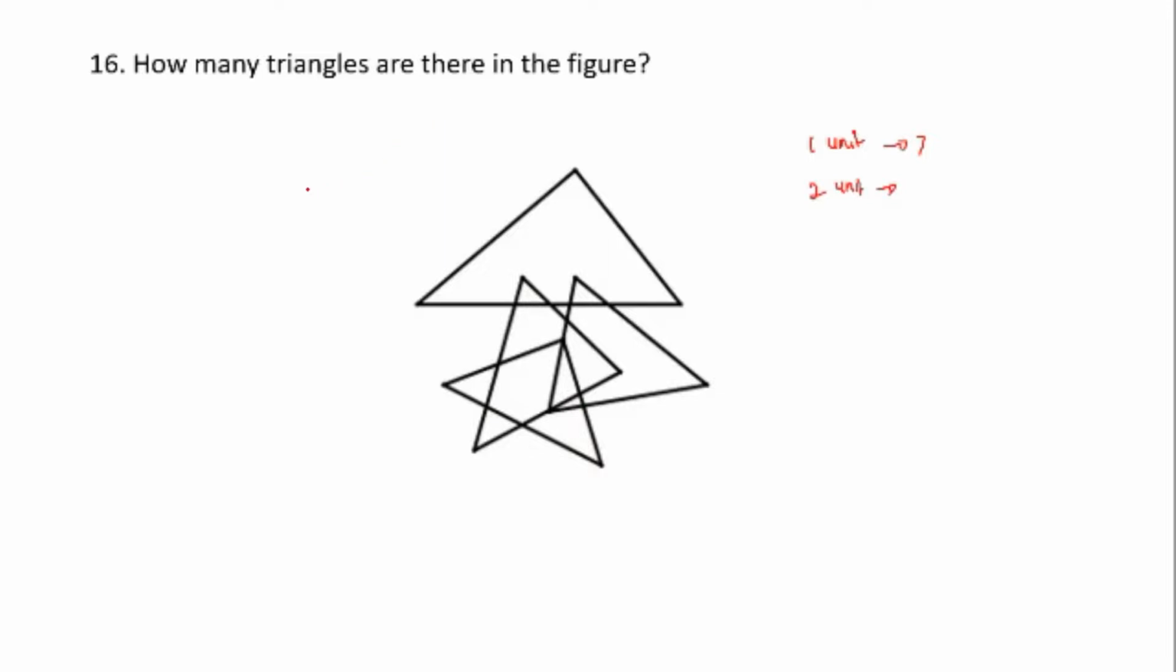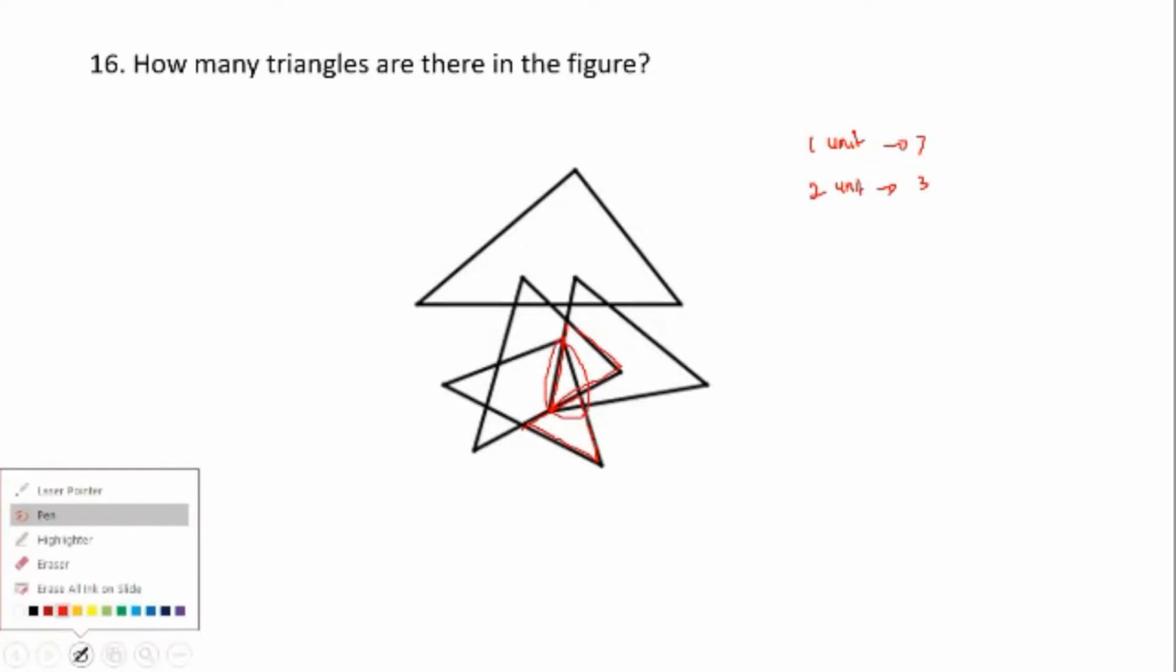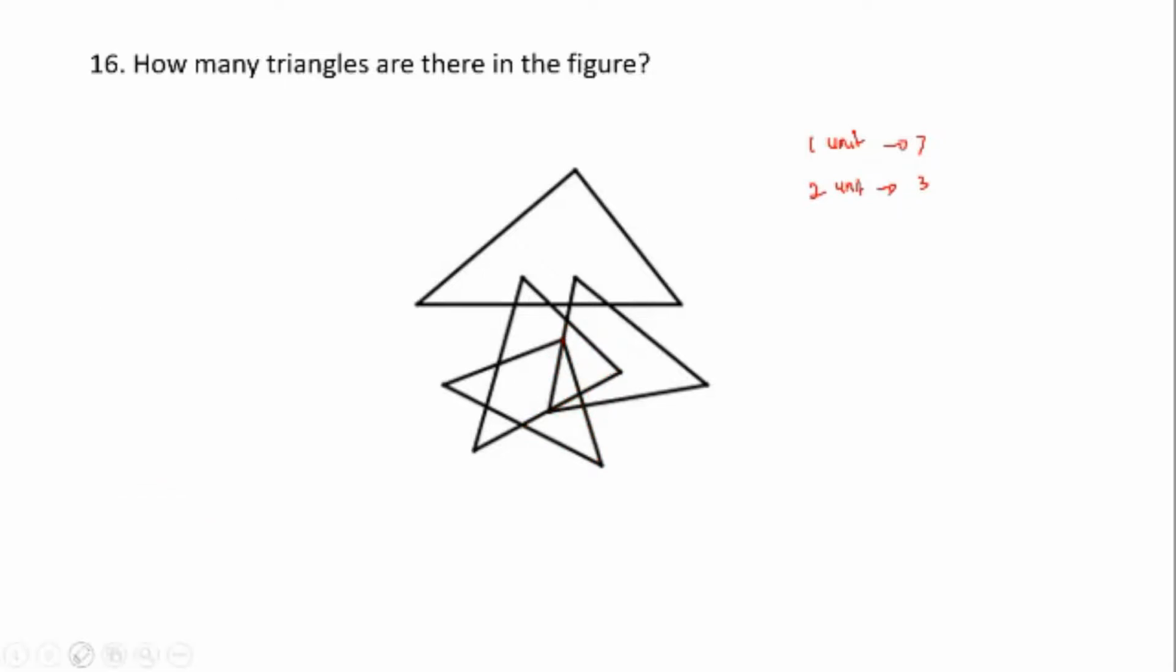So where are the 2-unit triangles? We have here, that is 1, right? And then here 2, and do we have another one? Let's see. Yes, we've got here 3. Okay, so there are 3 2-unit triangles. So I'm going to erase them again.